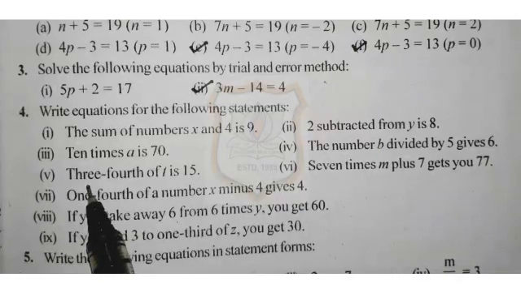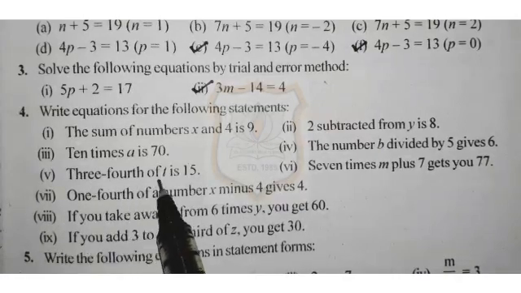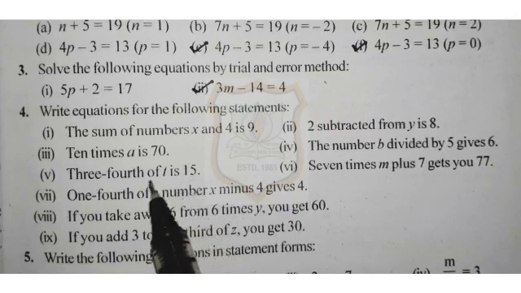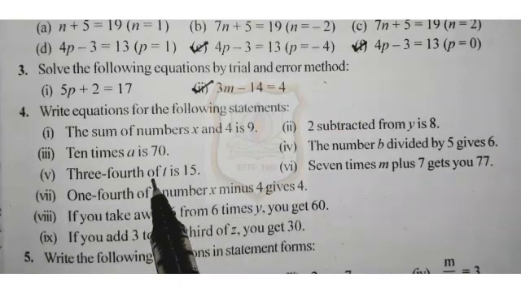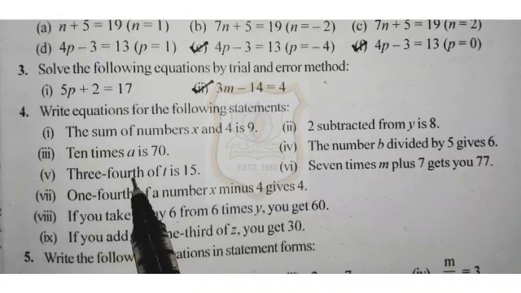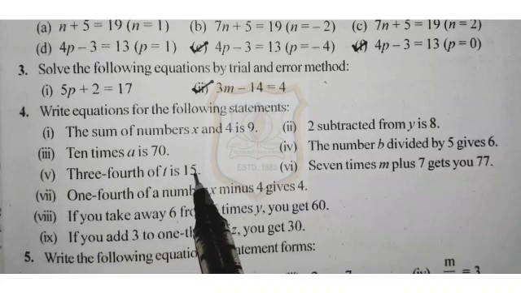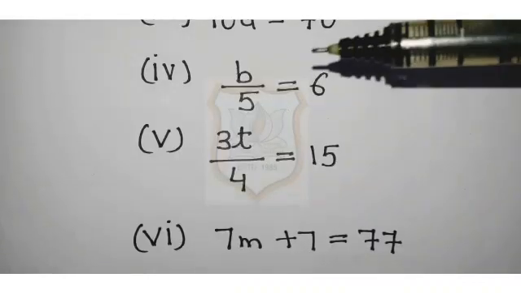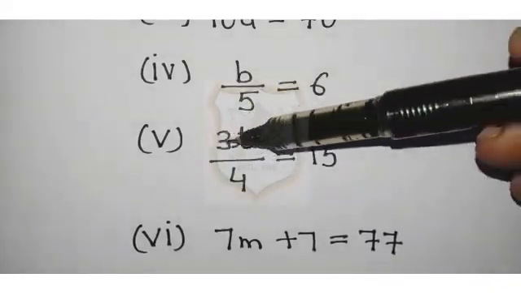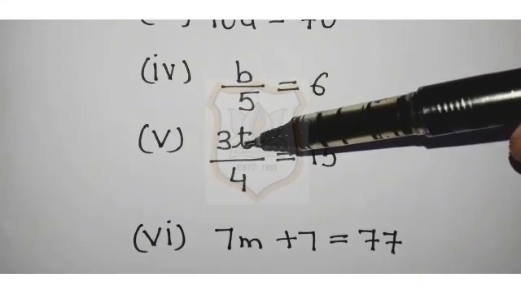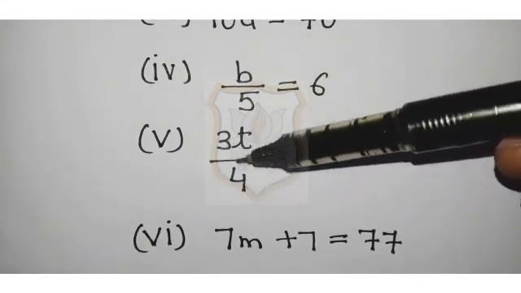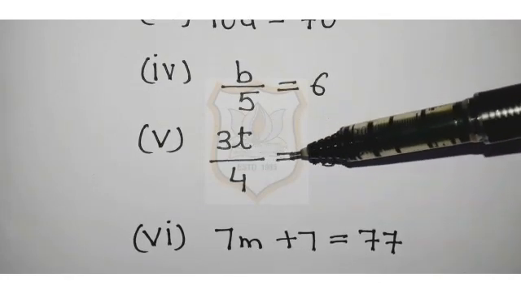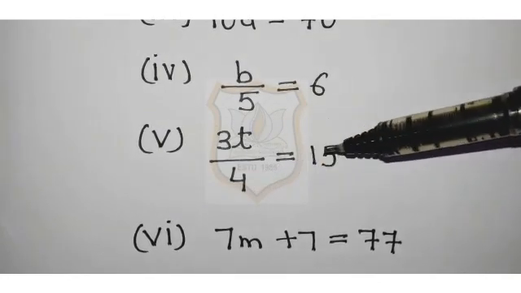Fifth part is: 3/4 of t is 15. 3/4 means 3 upon 4, and "of" means multiply. So 3 upon 4 of t gives you 15. Students, this is the answer of the fifth part: 3/4 of t gives you 15. So this 3 upon 4 is multiplied by t, and that gives you 15.